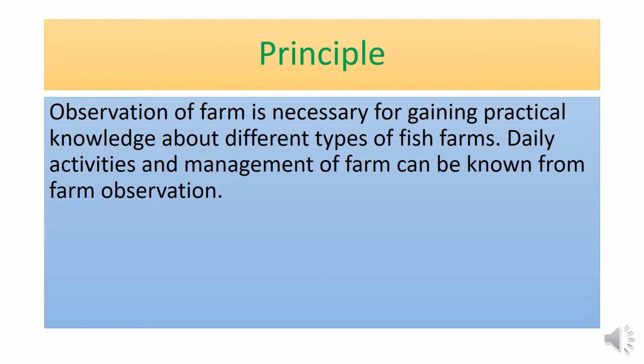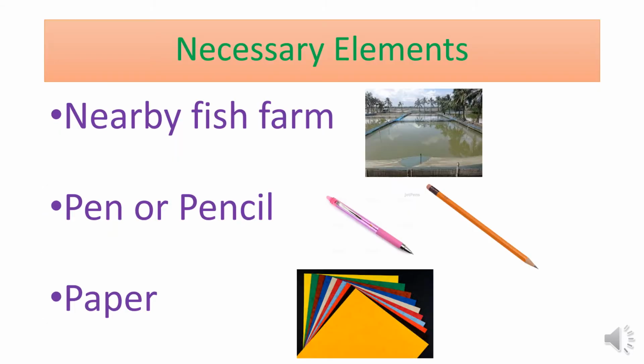Now, the principle of this experiment. Observation of a farm is necessary for gaining practical knowledge about different types of fish farms. Daily activities and management of a farm can be known from farm observation. Then, necessary elements: a nearby fish farm, pen or pencil, and paper. These elements are required for data collection.